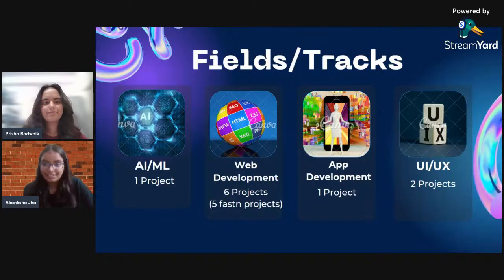After that, these are the tracks that will be there in the ISOC this year. These are very beginner friendly and yet competitive at the same time. There is one AIML project, and 6 web development projects, among which 5 are FastAPI projects. We also have one app development and 2 UI UX projects.